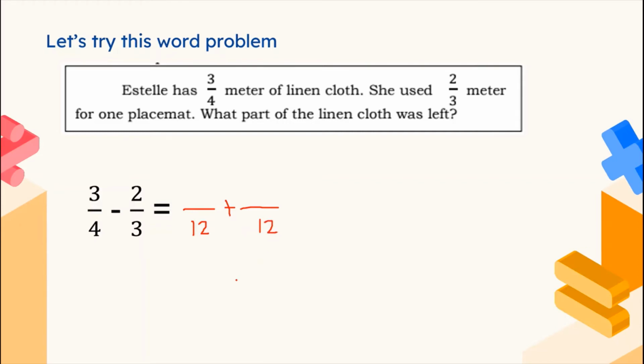Now since we already have their LCD, the next question is their numerator. To find their numerator, all we have to do is divide 12 divided by 4, that is 3. 3 times 3, the answer here is 9. Now let's proceed to the next one. 12 divided by 3, the answer here is 4. 4 times 2, the answer here is 8.